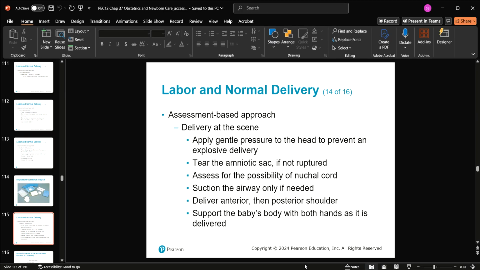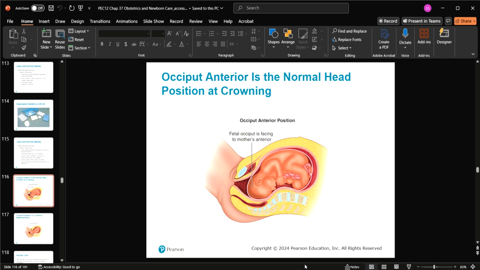All right, so if the child is visible, so crowning is visible, and you can still see the amniotic sac around them, gently tear it. Gently tear it. And then as soon as the head has passed, the first thing you're going to do is assess for a nuchal cord. The second that the baby's head passes, assess for the nuchal cord. And if necessary, you're going to slip a finger under that cord, and try to slip it off the child's neck. If you can't, clamp, cut.